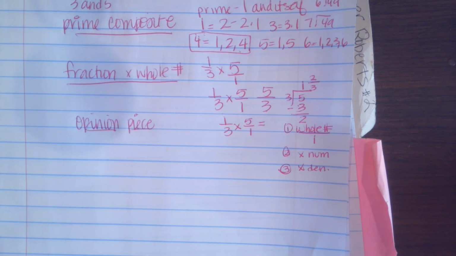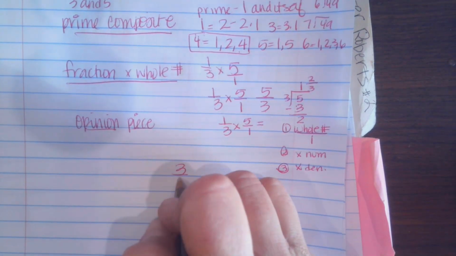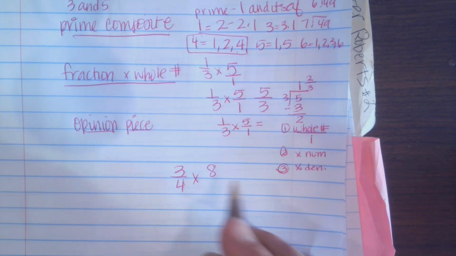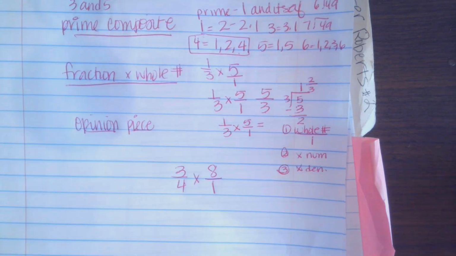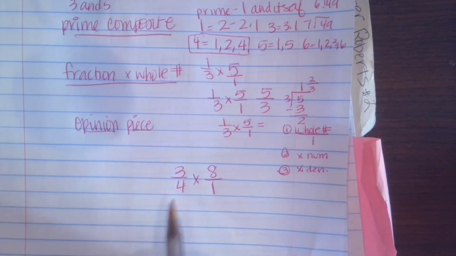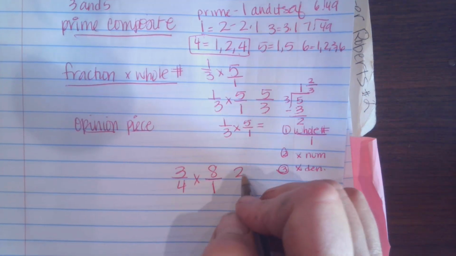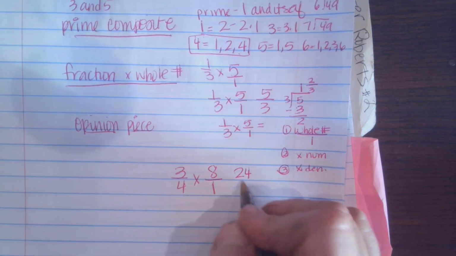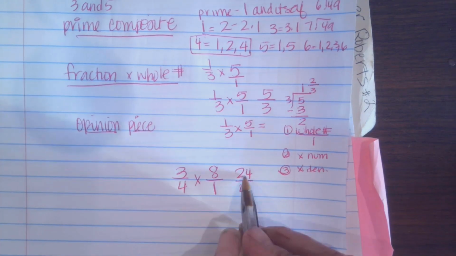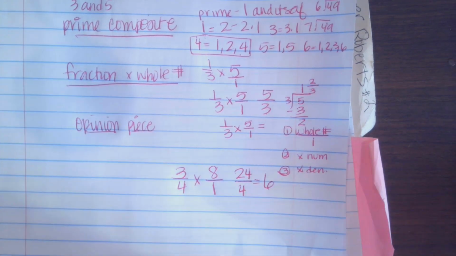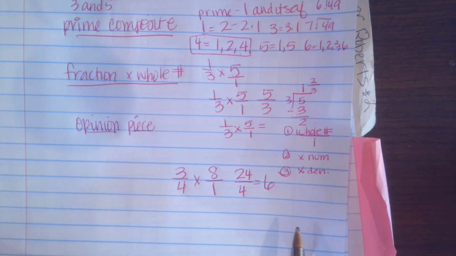So we'll do another one. 3/4 times 8. So we put our 8 over 1. And then we do 3 times 8 is 24. 4 times 1 is 4. 4 goes into 24 6 times. Because it goes in evenly, it's not a mixed number. It's a whole number. Does that make sense?